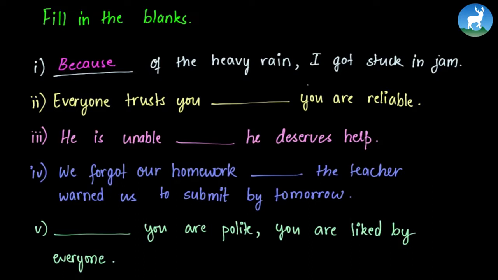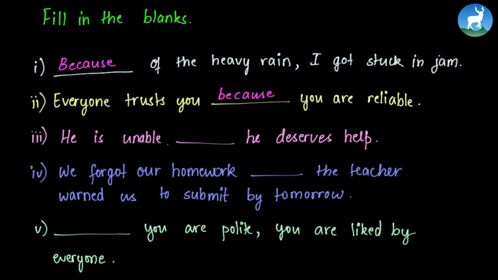Next we have, everyone trusts you, you are reliable. So again, everyone trusts you, and we need a reason, and here the sentence requires a reasoning connective to join the sentence. The reason behind everyone trusting a person is that the person is reliable. So here we can use because again. Everyone trusts you because you are reliable.